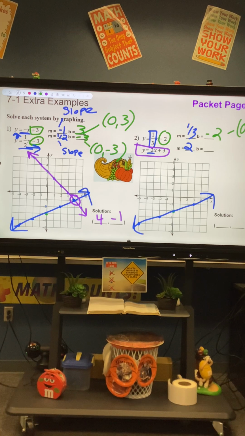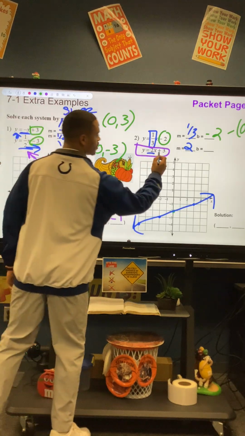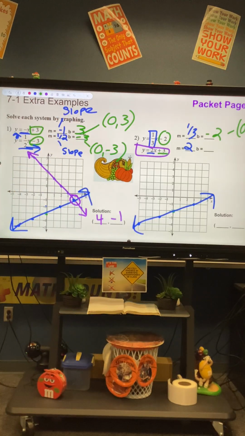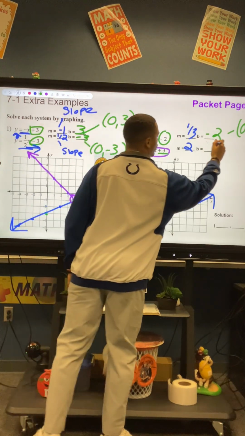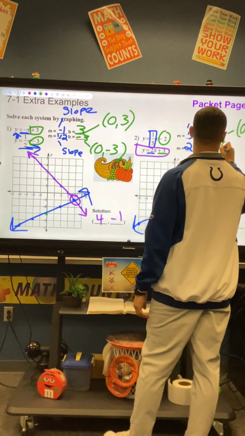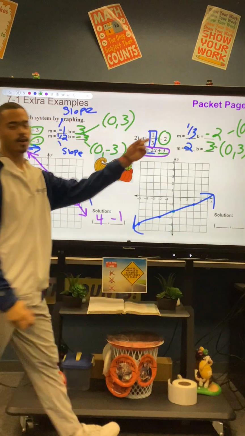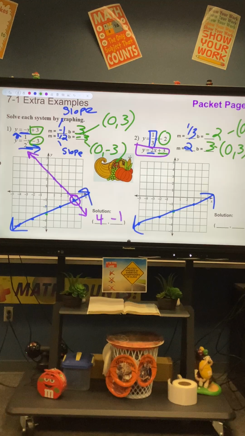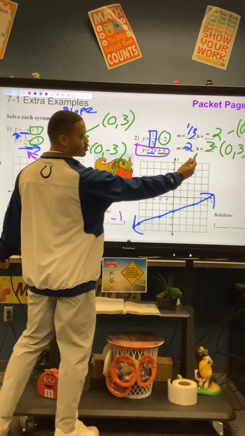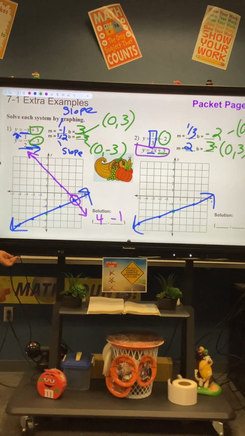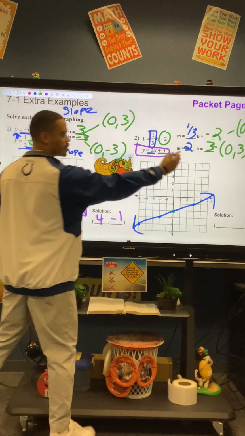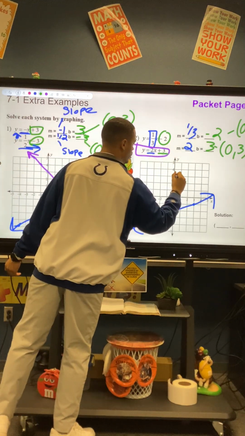So what's my B value? What's that number? 3. So when I graph, I'm going to go where? For my first point is where? 0, 3. Here you go.